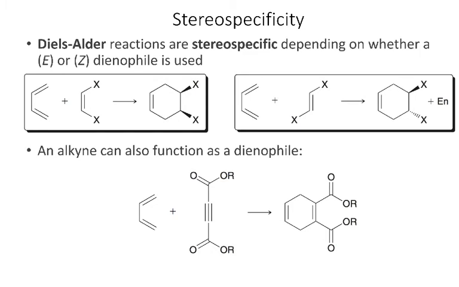And the final thing I want to mention, not only can alkenes serve as dienophiles, so can an alkyne. In that case, we just end up with an extra double bond as part of our cyclic ring. And because these are sp2 hybridized carbons, we don't have to worry about showing any stereochemistry because, of course, these carbons are going to be planar.